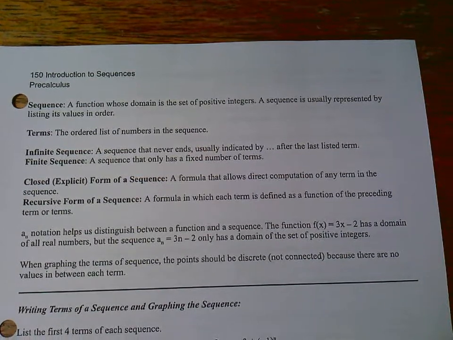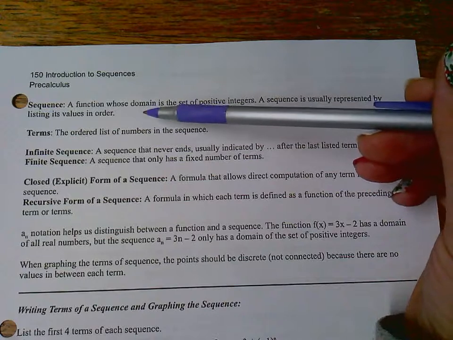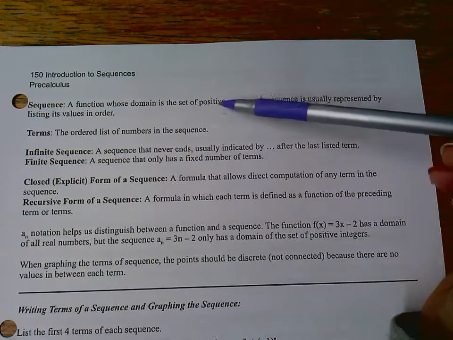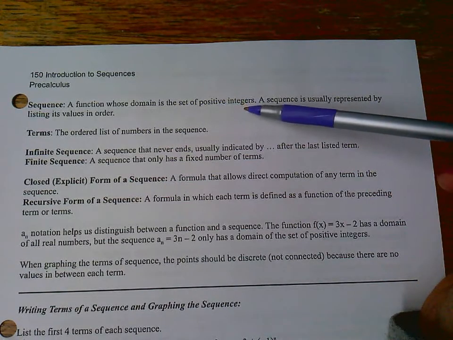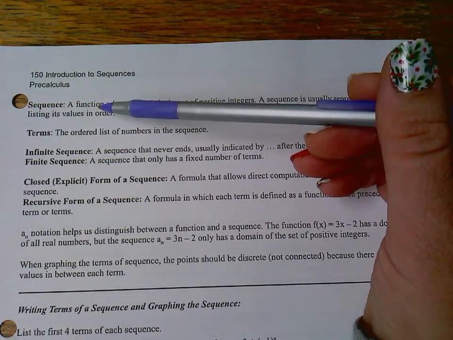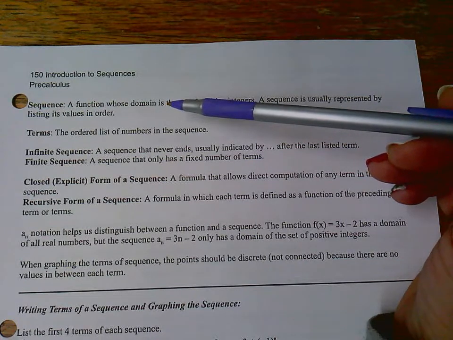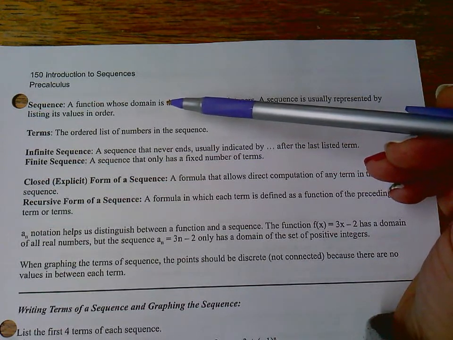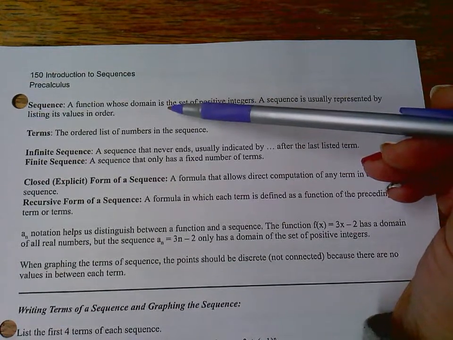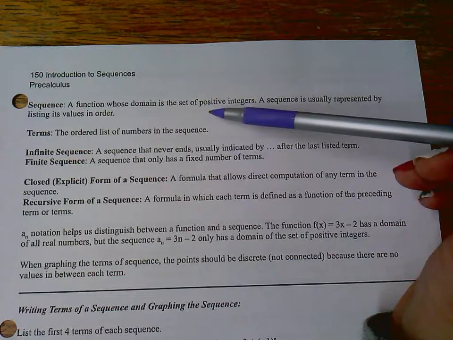But first, a sequence. All it is is a function, except its domain is the set of positive integers. That just means it's a function, but I can't plug in the number 0.5. An integer starts at 0 and goes up 1, 2, 3, 4, 5 and down -1, -2, -3. This is only the positive integers, so n can only be 1, 2, 3, 4, 5 and up.